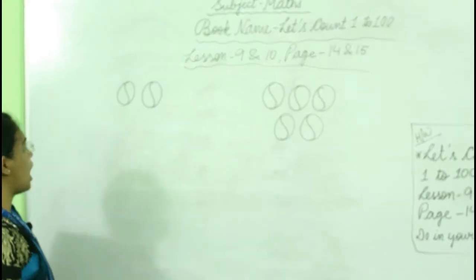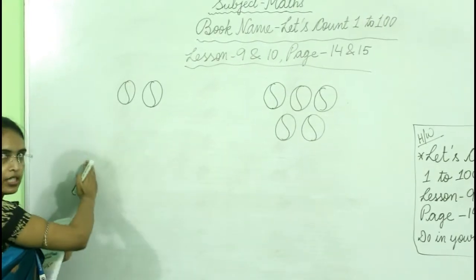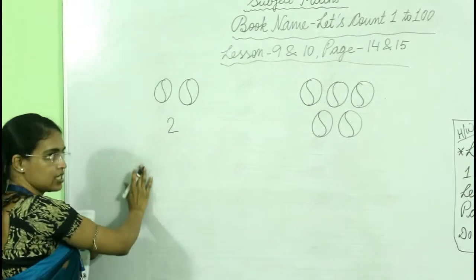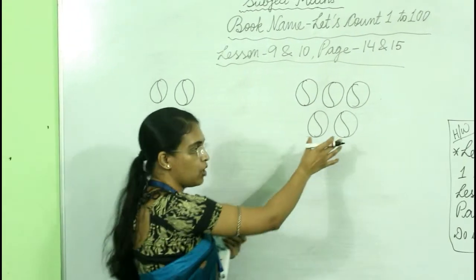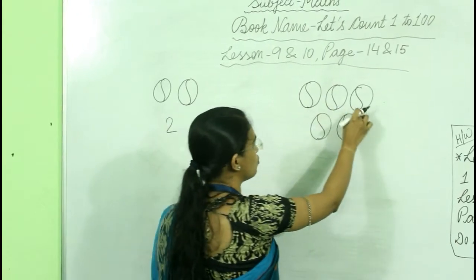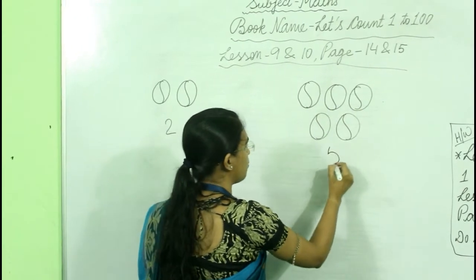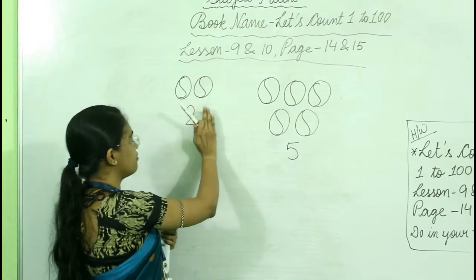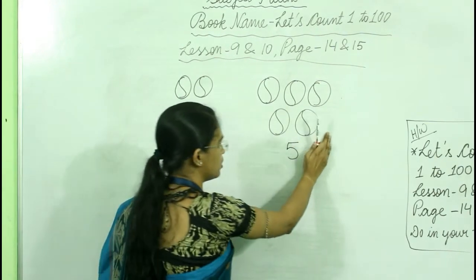So how many balls we have in this side? Let's count. 1, 2. So we have 2 balls in this side. And how many balls in this side? 1, 2, 3, 4, 5. 5 balls in this side. Okay, now look here, we have 2 balls in this side and 5 balls in this side.